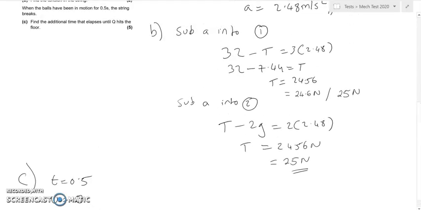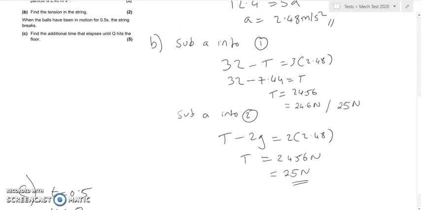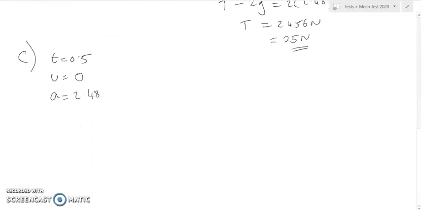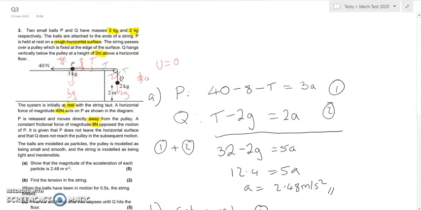So let's see what they are asking. Find the additional time that elapses until Q hits the floor. So if you try and think about what actually happens to Q, P drags Q upwards. Half a second later, the string snaps. And so Q is going upwards with an acceleration of 2.48, and then suddenly the string that's pulling it up snaps. It's like you're throwing the particle up. And so it'll go up for a little bit, and then it'll come back down, and it'll hit the floor.